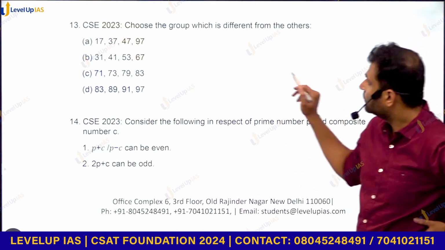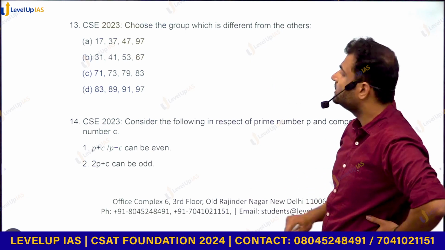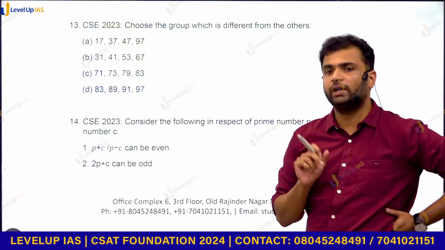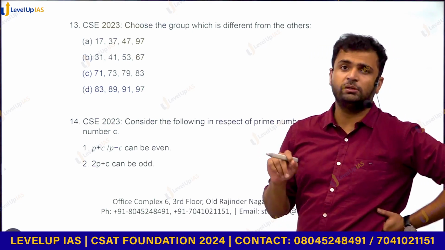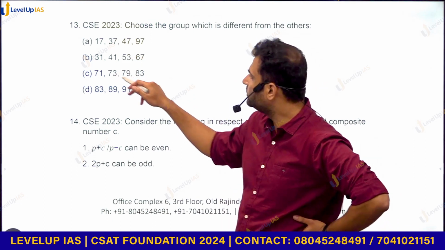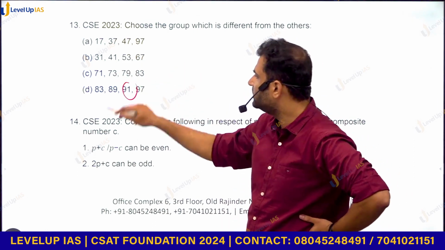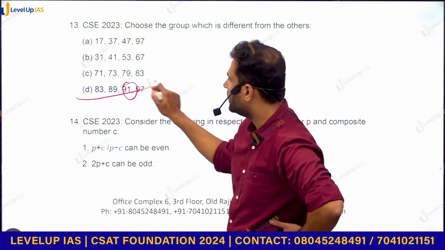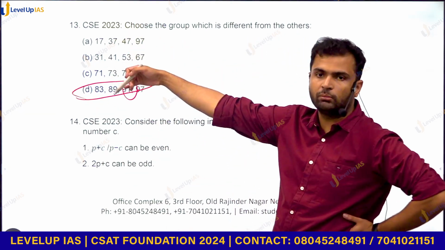How? The question is, we have to choose a group which is different from others, and if you know there is something called prime numbers, and if you know the prime numbers from 1 to 100, you can immediately see that all of these are prime numbers except this 91, which is 7 into 13. So this is the odd man out. Rest of all the numbers are prime numbers.